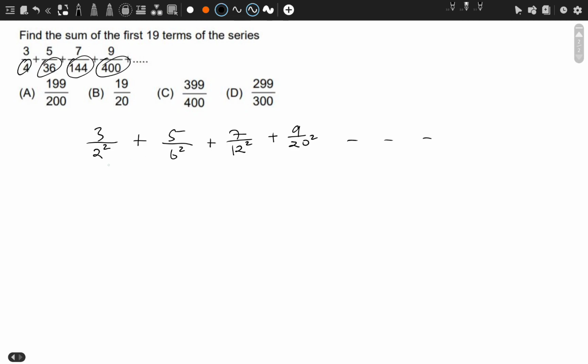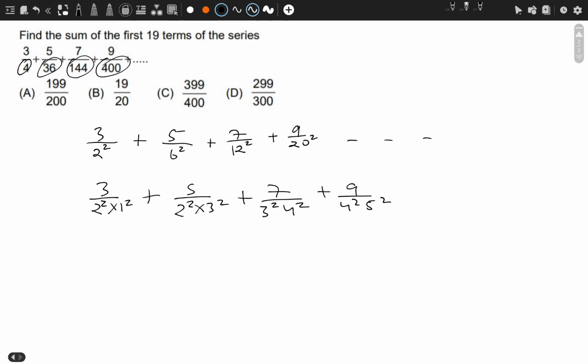So how can we do that? We need to break the terms. This is nothing but 3 divided by 2 square into 1 square, plus 5 divided by 2 square into 3 square, where the 2 square into 3 square collectively is 6 square. This is 7 divided by 3 square into 4 square, and 9 divided by 4 square into 5 square. So now we have worked out that this is suppose n, this is n plus 1, this is n plus 2, this is n plus 3, and it goes on.